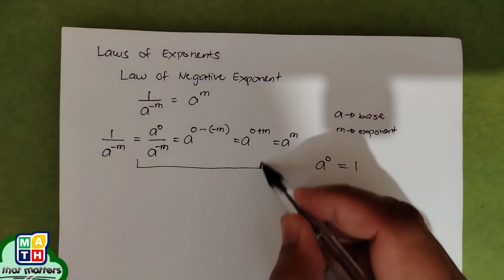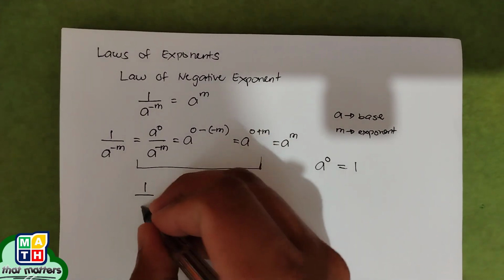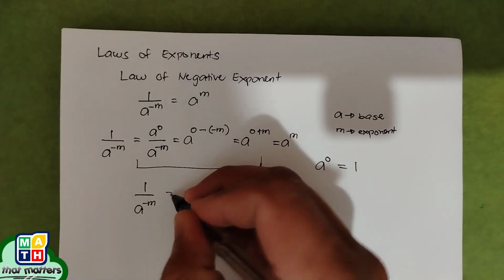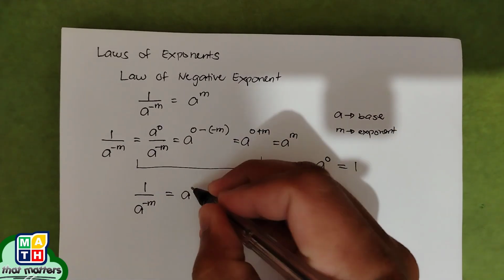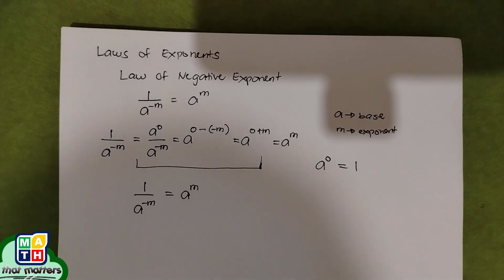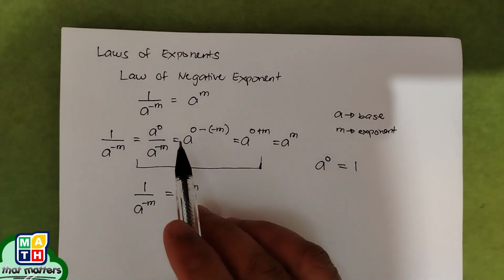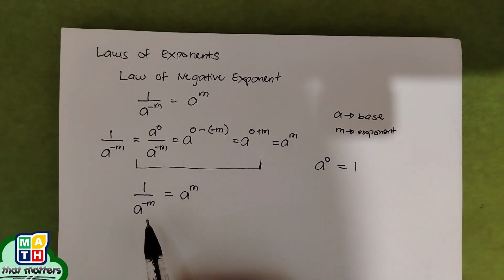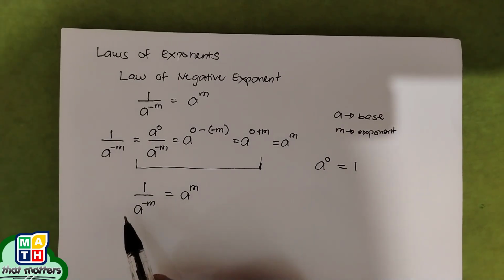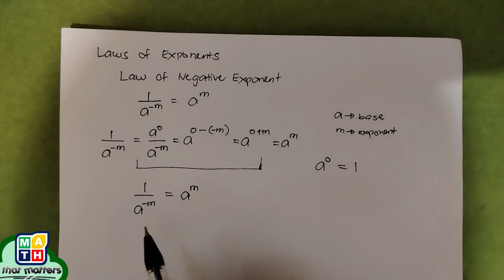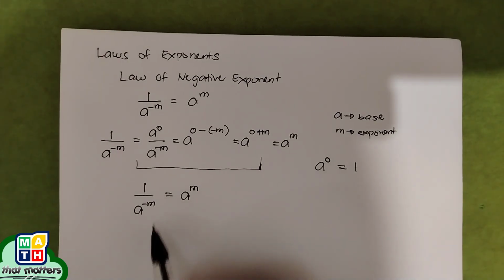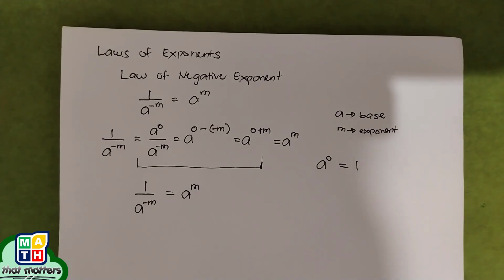Cutting all the middlemen here, we can have 1 over a to the power of negative m equal to this expression, a to the power of m. This already shows that the law of negative exponent in its second statement is correct, that once you have an exponentiation in your denominator with negative exponent, you can bring it up, making the exponent positive.